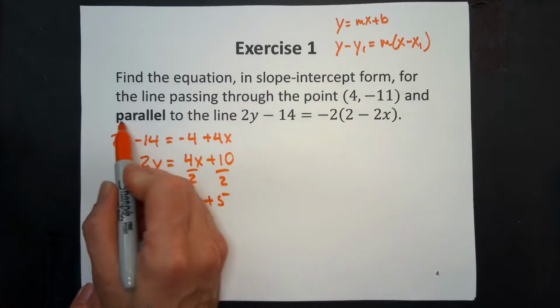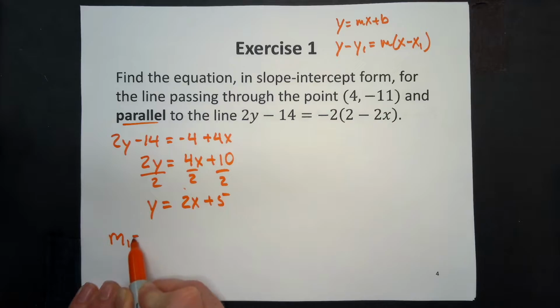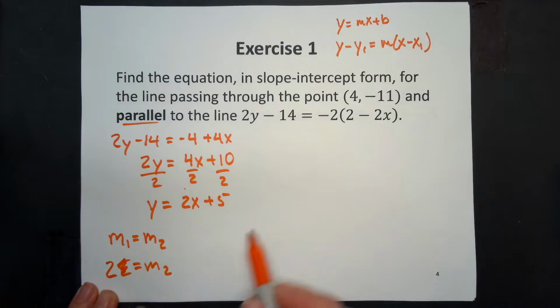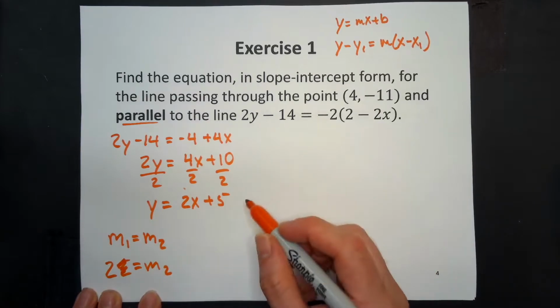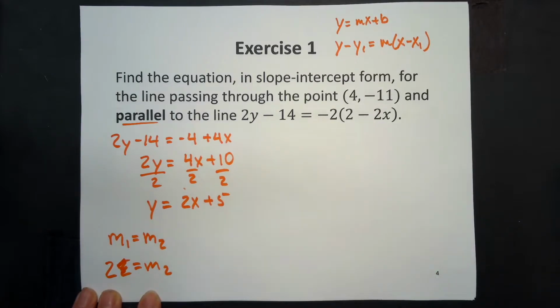Now this is our slope. So if they're parallel, m1 has to equal m2. So that means m1 was equal to 5. So m2 is equal to 5. Sorry, not 5. Excuse me. 2. I was looking at the wrong number. So if that's our slope, they have to have the same. So that means I'm going to use that slope in our new equation.